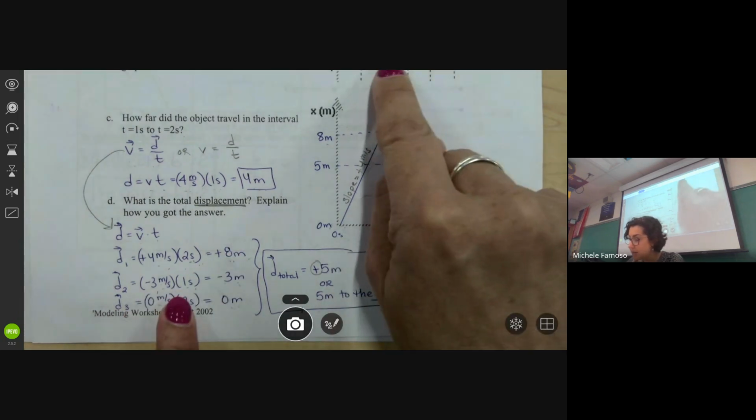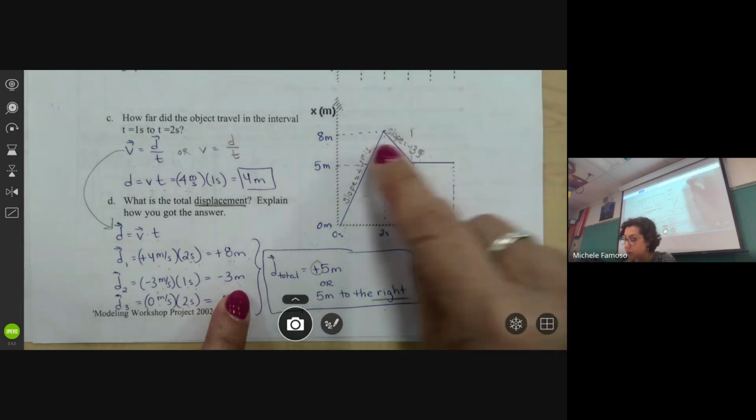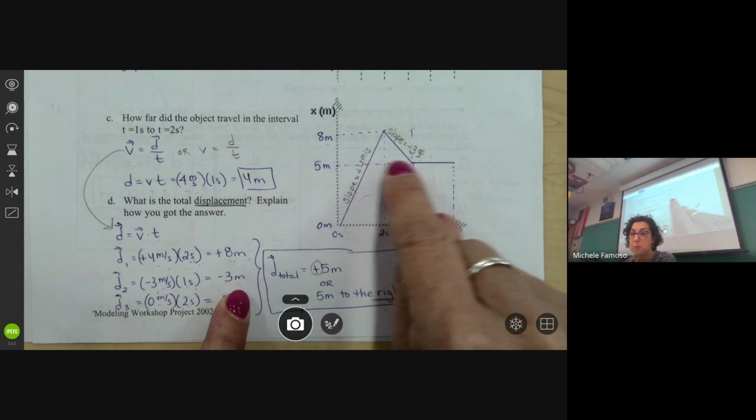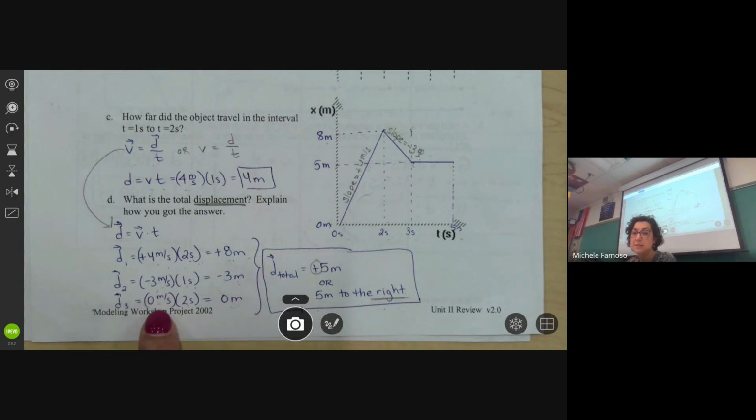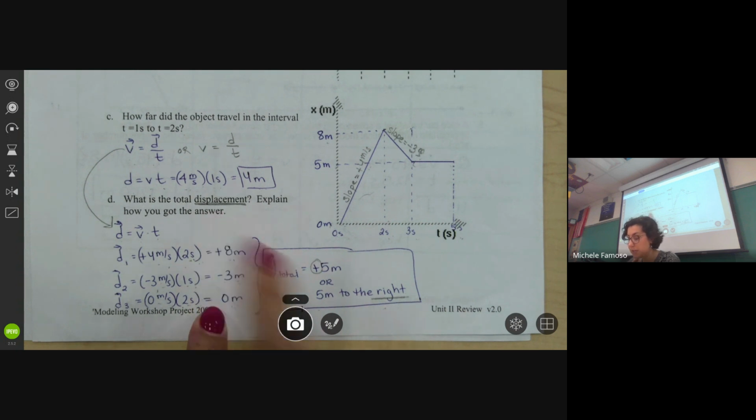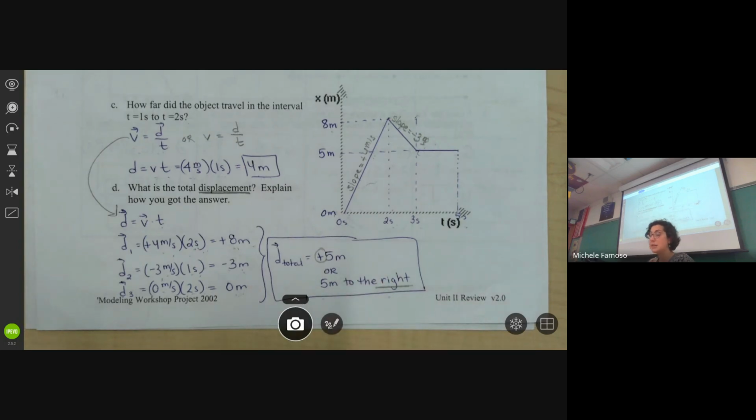Now I'm going to do it for the next line from 2 to 3 seconds. So that would be negative 3 meters per second for 1 second. That means I'm going to the left for 3 meters. Well, left 3 meters when I start at 8 meters brings me to the 5 meter position. And then from 3 to 5 seconds, my velocity is 0 meters per second. I'm there for 2 seconds. So I'm not moving at all. 0 meters. Now to come up with my total displacement, I'm going to add these values. Positive 8 meters added to negative 3 meters added to 0 meters gives me positive 5 meters or 5 meters to the right.